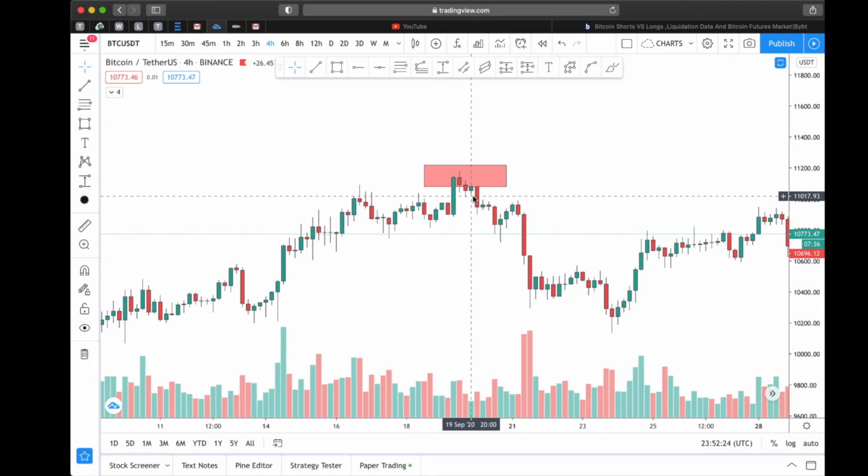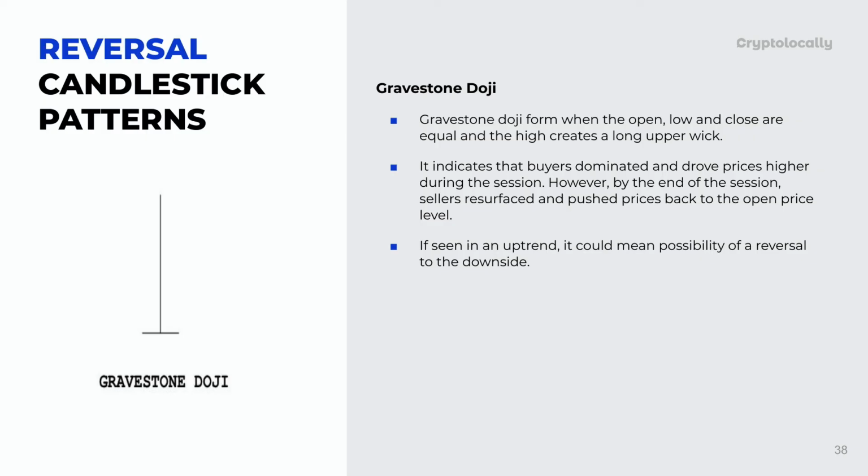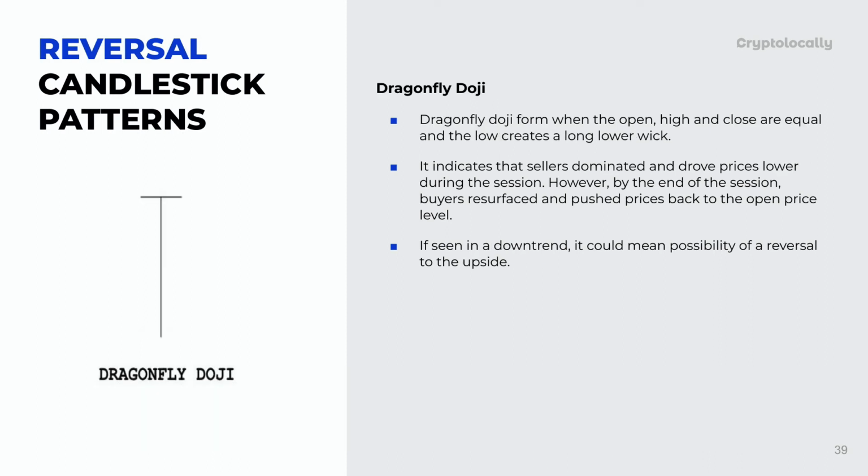So when you see them, you want to be looking for a short position. Short position means when the price goes down, you make money. Do you understand? So that's all for gravestone doji. The next one is dragonfly doji.